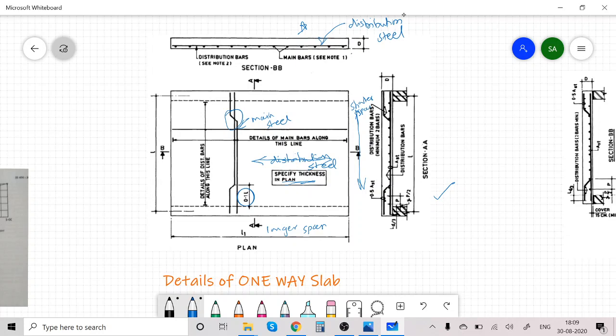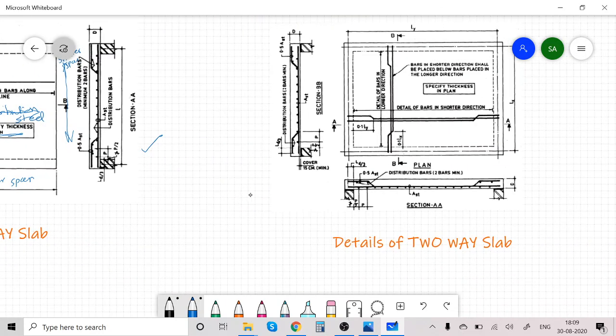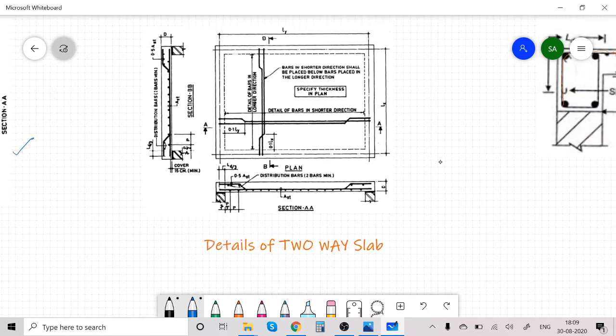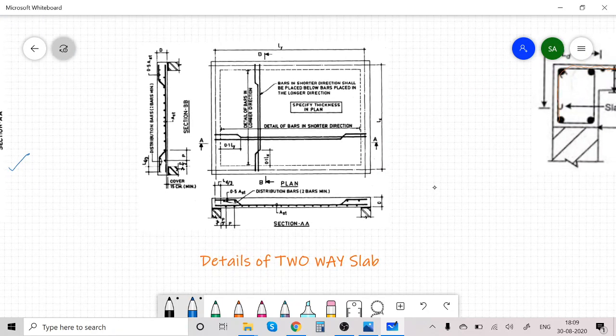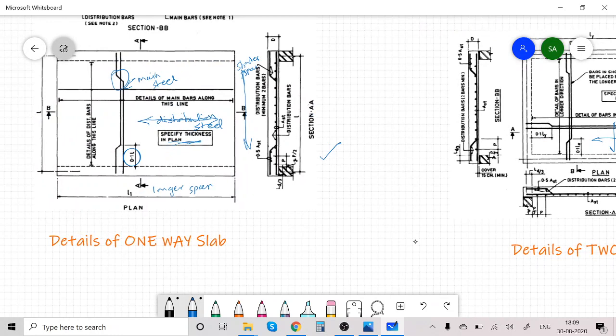So these are the details of one-way slab, whereas in this case details of two-way slab are given. Here main steel is provided along both directions, along X as well as along Y. The slab is shown on the drawing like this. This indicates it is two-way slab, whereas one-way slab is mentioned like this.